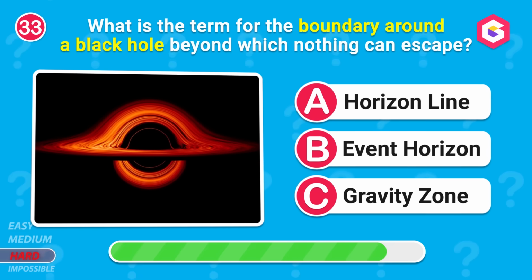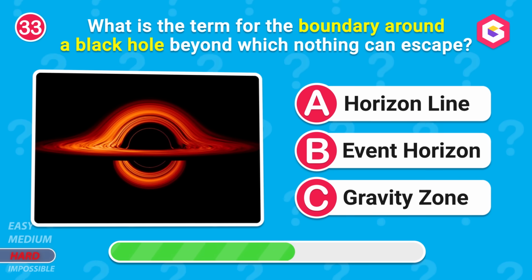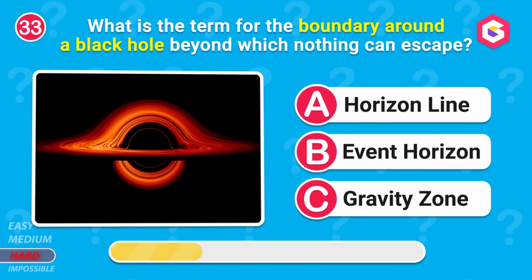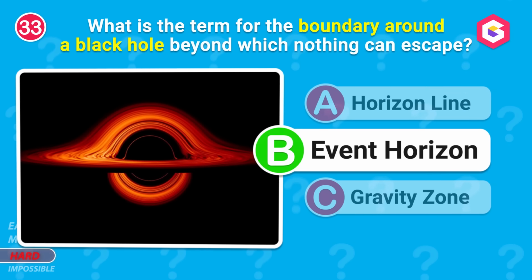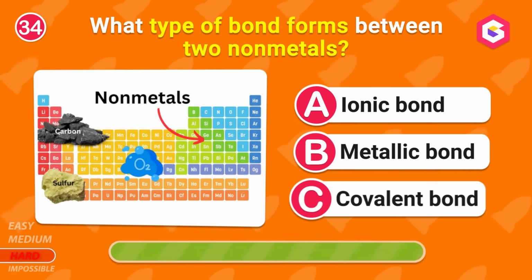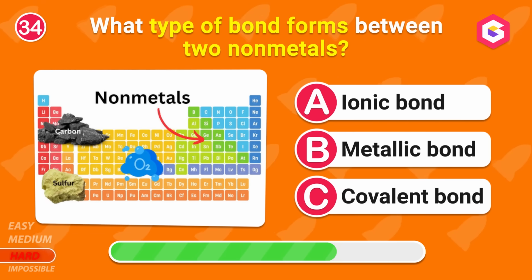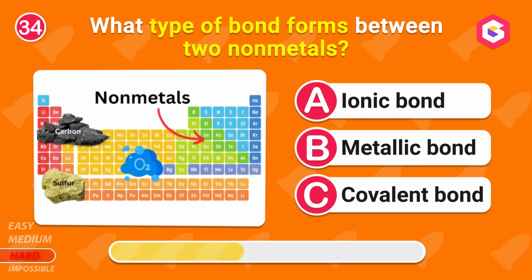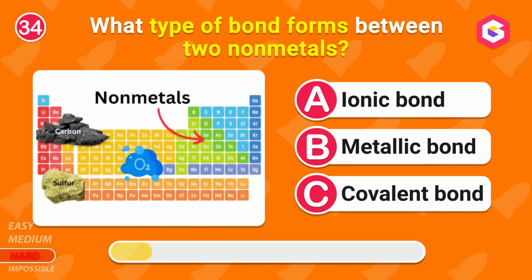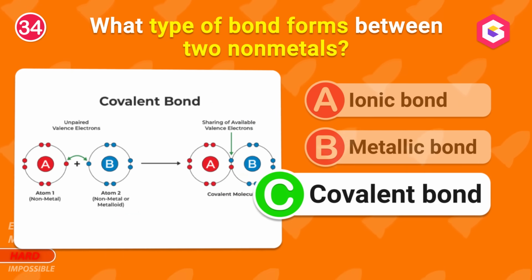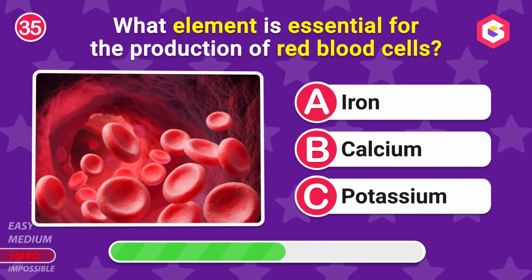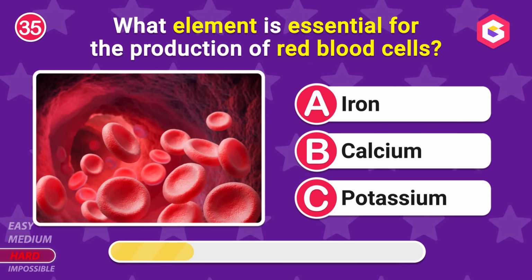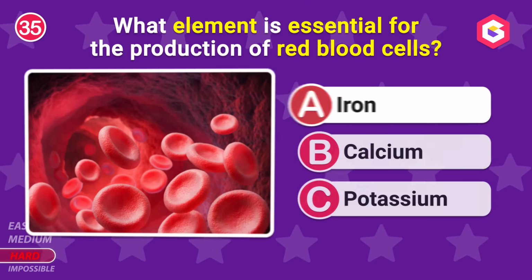What is the term for the boundary around a black hole beyond which nothing can escape? Event horizon. What type of bonds form between two nonmetals? Covalent bond. What element is essential for the production of red blood cells? Iron.